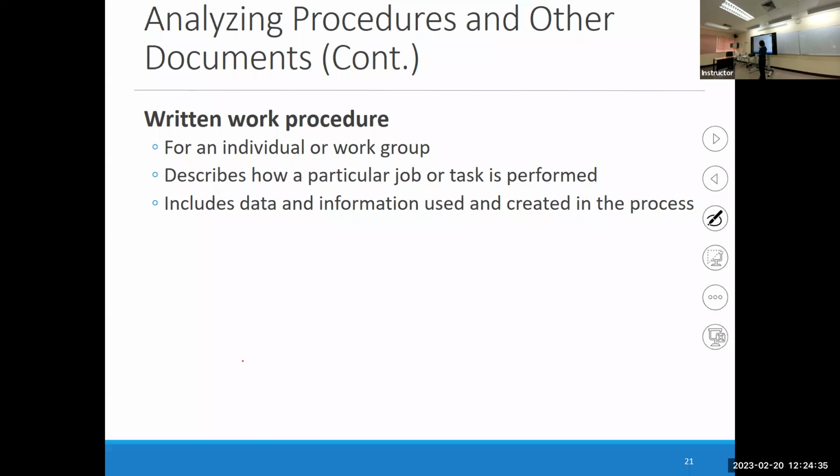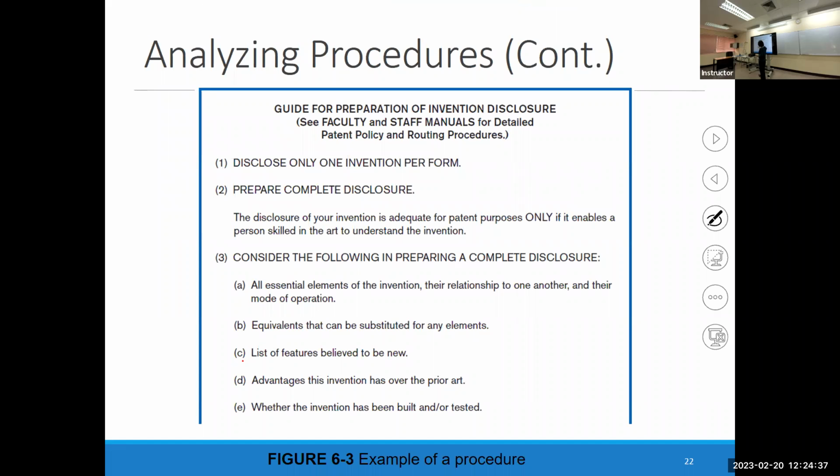Understand the work procedure and so on. These are some examples.